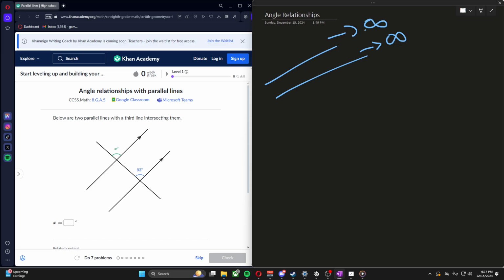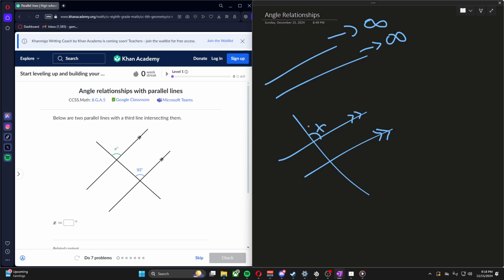Same with this one, and they will never intersect. They will never cross points. And so you can use either one of these to find angles of the other one. In this example, we have two parallel lines with a third line intersecting them. So we have a line like this and a line like these. These two are parallel. And we want to solve for the angle of this one.